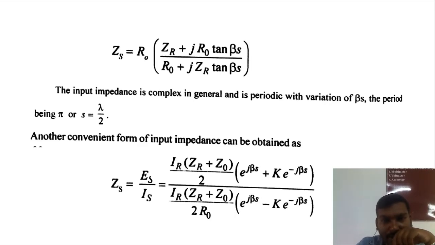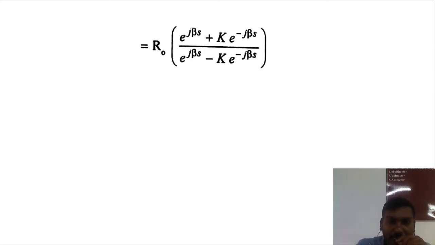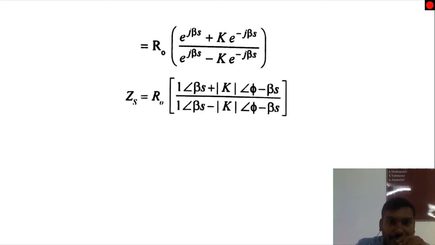So here we have a common term, Ir Zr plus Zr, in the numerator and also in the denominator, which we can cancel. The 2 gets cancelled, and remaining we have R naught into e to the power of j beta s plus k into e to the power of minus j beta s, divided by e to the power of j beta s minus k into e to the power of minus j beta s. So this is the value we are left with after cancelling common terms.